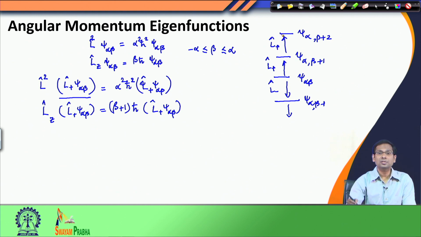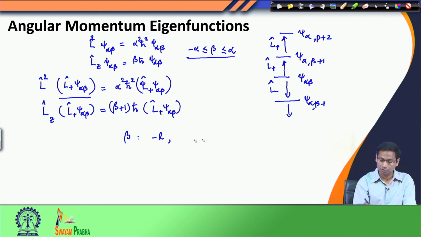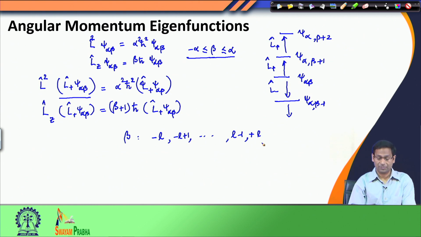In this way we can generate all other eigenfunctions of the angular momentum operator, but we know that the beta values cannot go from minus infinity to plus infinity; rather, they have an upper limit and a lower limit. We discussed that beta has a maximum value and a minimum value. We defined that the value of beta goes from minus L to plus L in steps of 1: minus L, minus L plus 1, and so on, L minus 1, and L. So, these are the possible values of beta, where the maximum value of beta is plus L and the minimum value of beta is minus L.